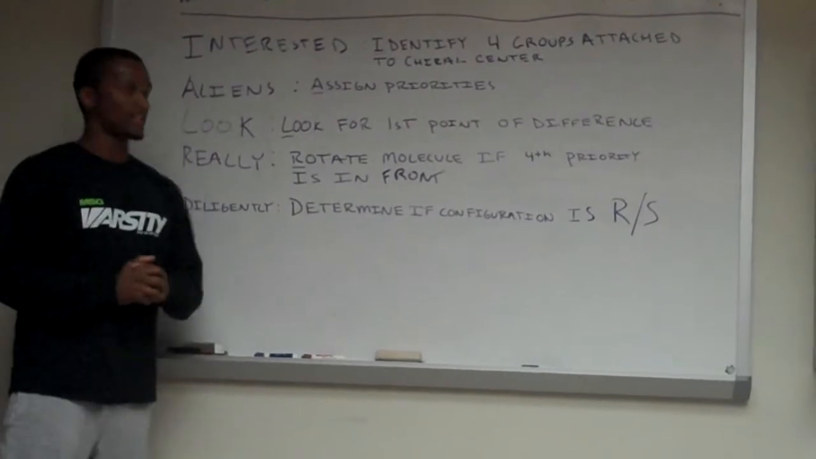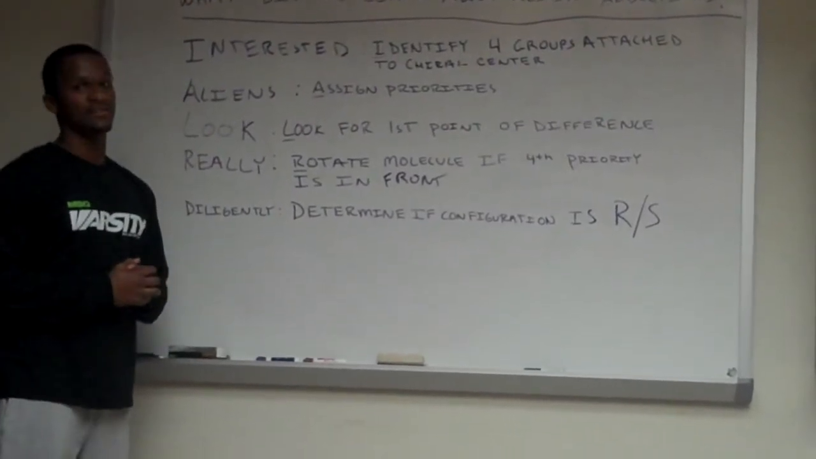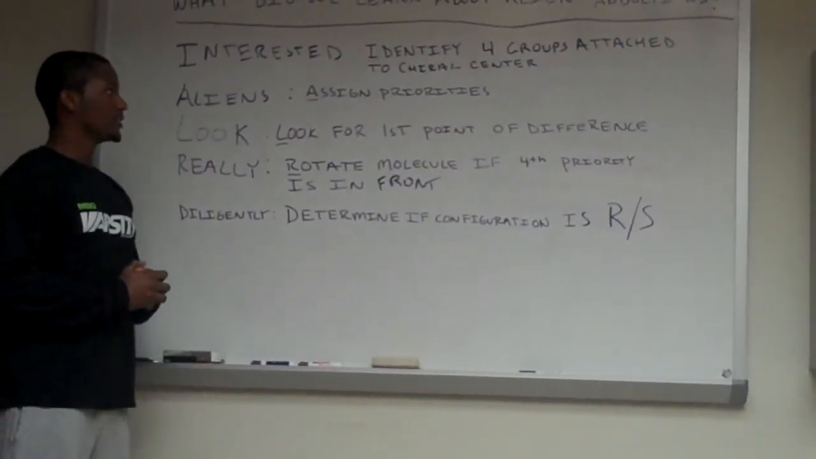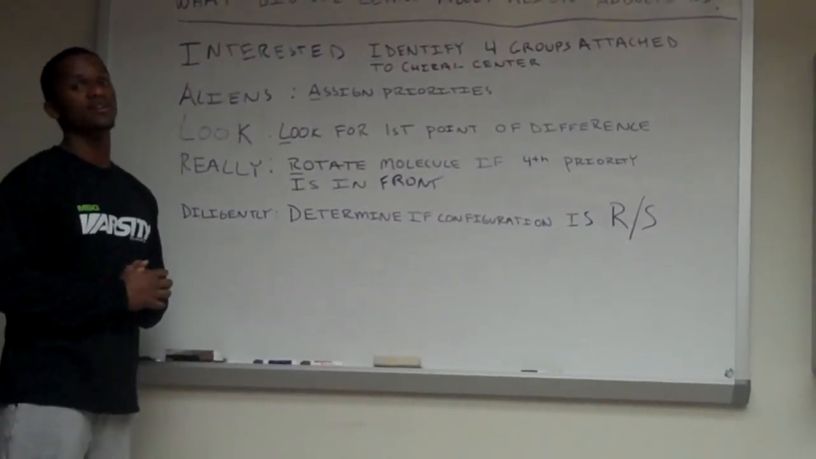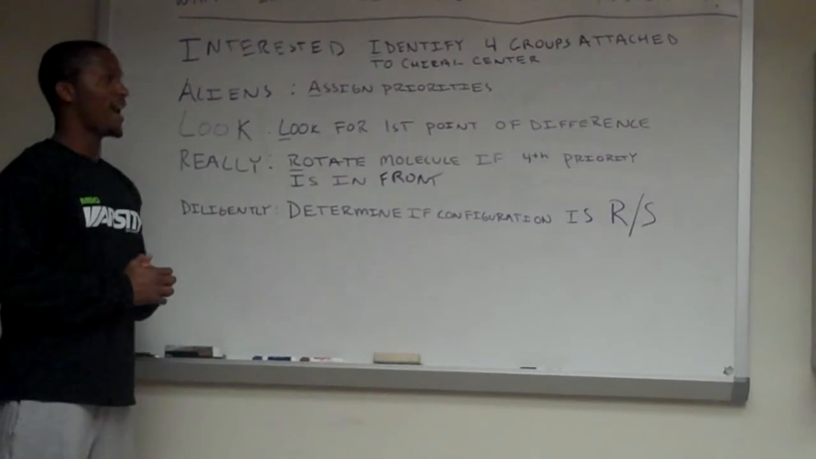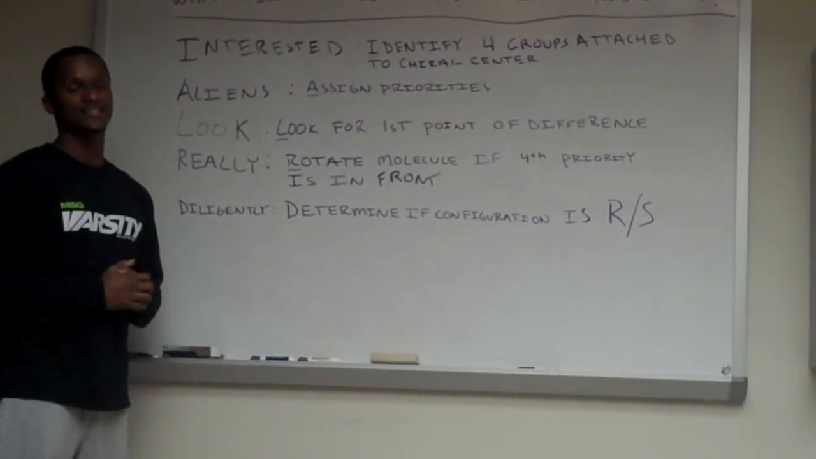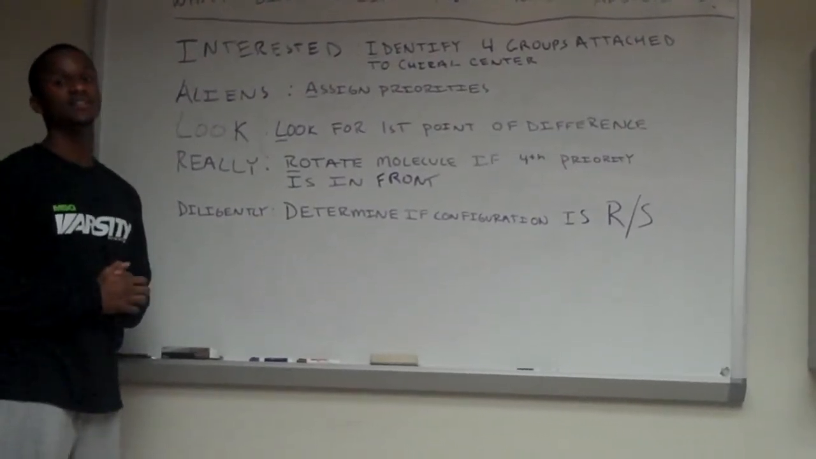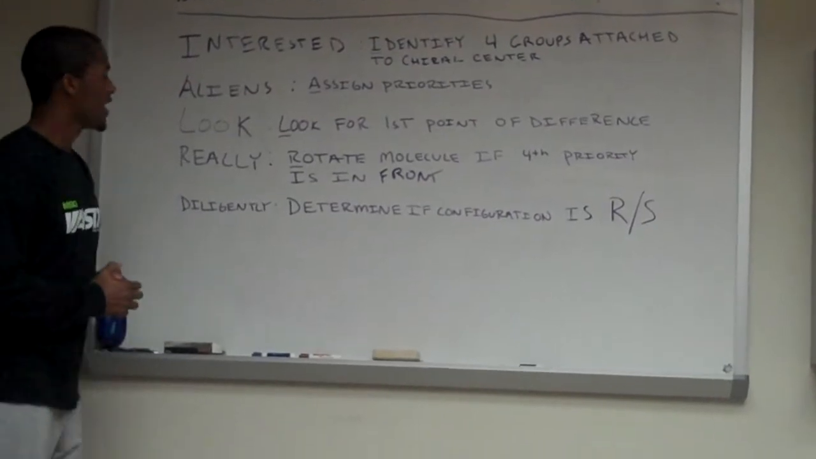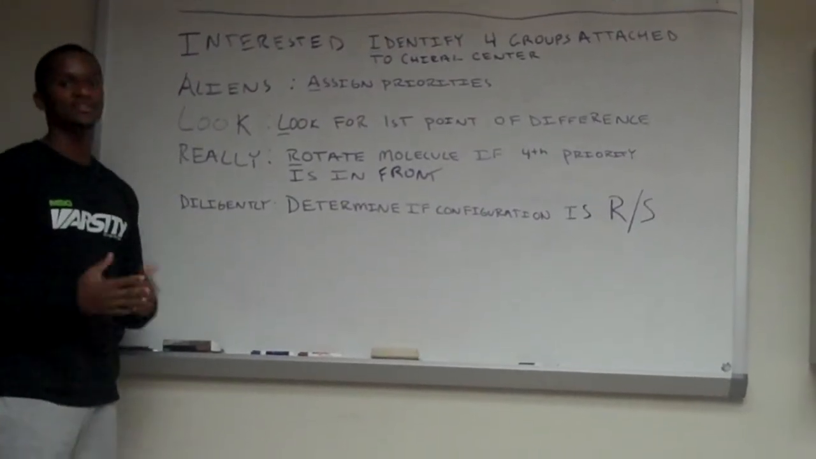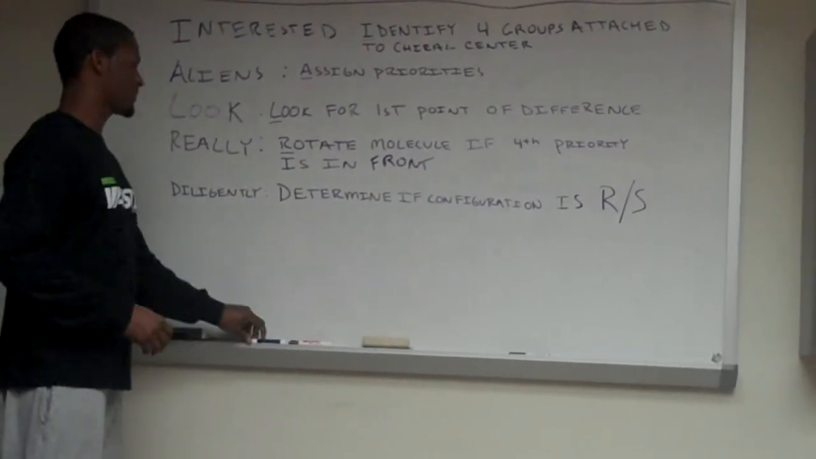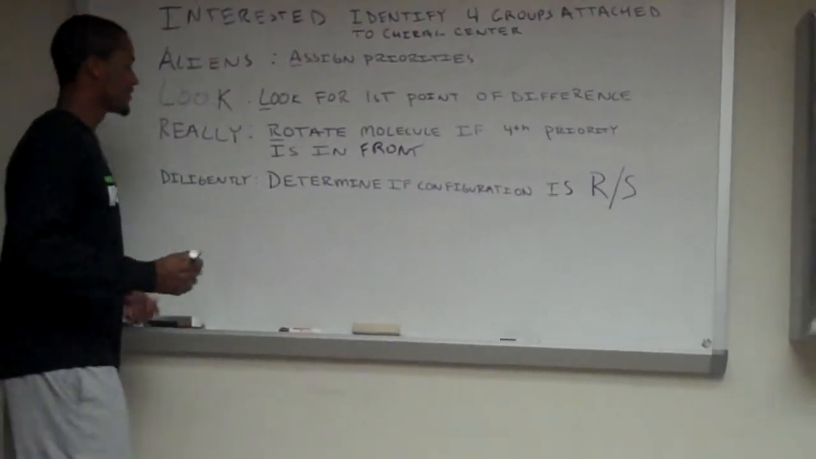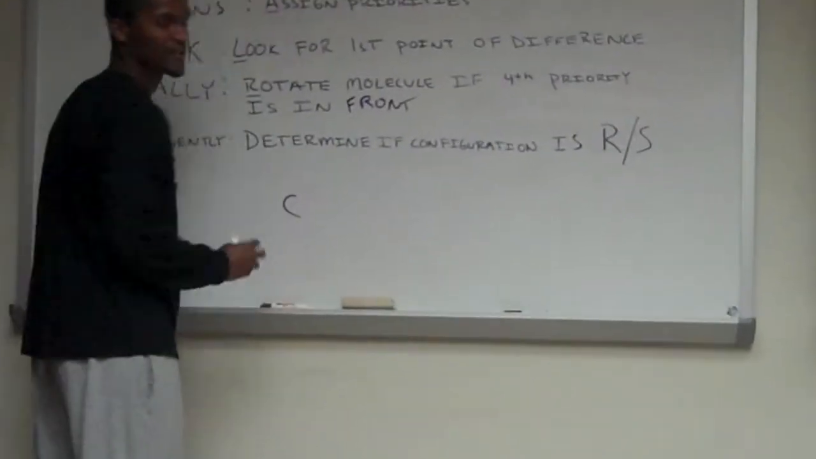The first step to doing this is to find out the atomic weights. The atom with the highest atomic weight would be assigned priority number 1. The atom with the lowest atomic weight would be assigned priority number 4. And in the middle, it'll just be according to atomic weight 2 and 3. Now, sometimes you come across an atom where it's a little bit more confusing.